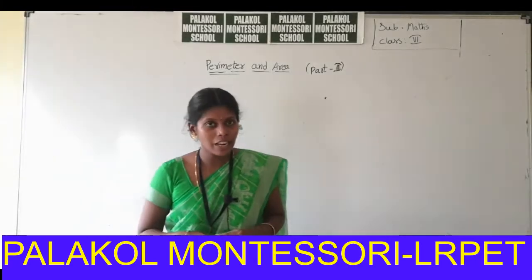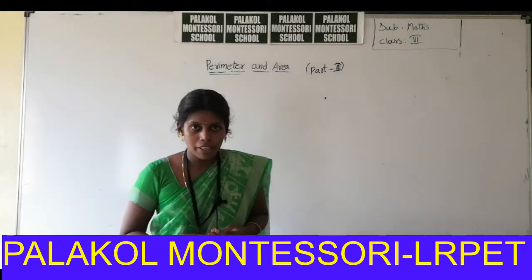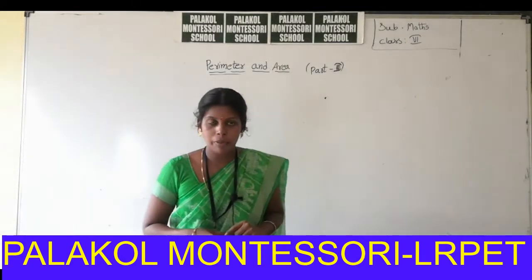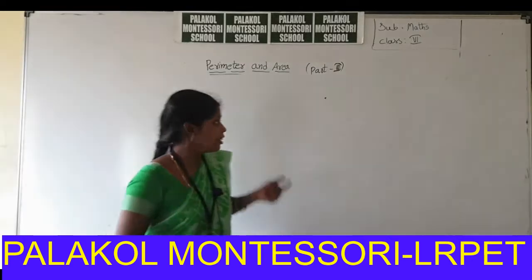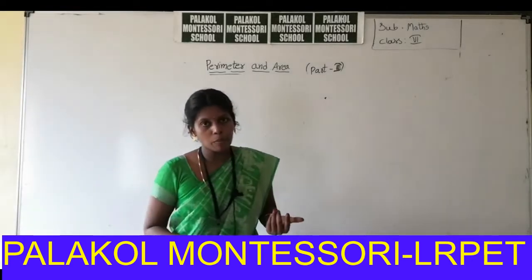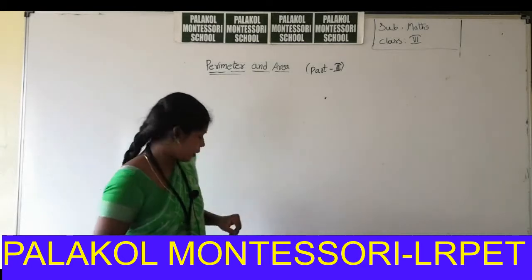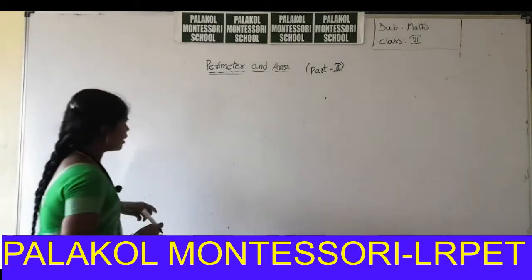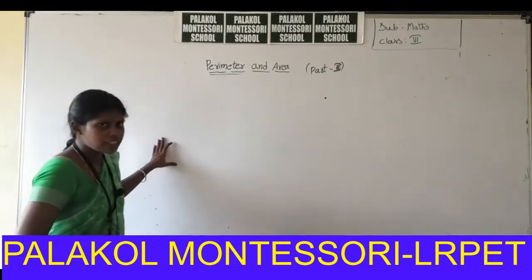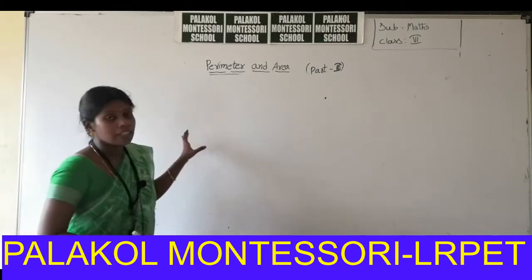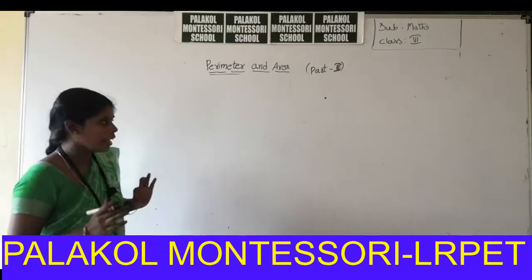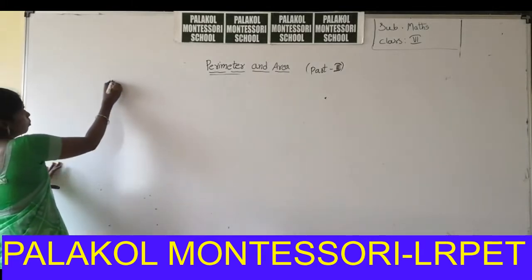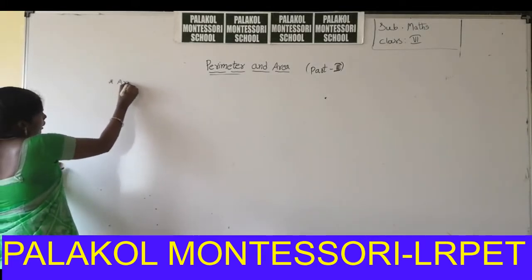In your previous session, we learned about perimeter and did some problems on perimeter, and we learned about area. So in this session, we will do some problems based on area and perimeter. What is an area? In the previous session we learned that area means the amount of surface enclosed by a closed figure. There are two formulas.